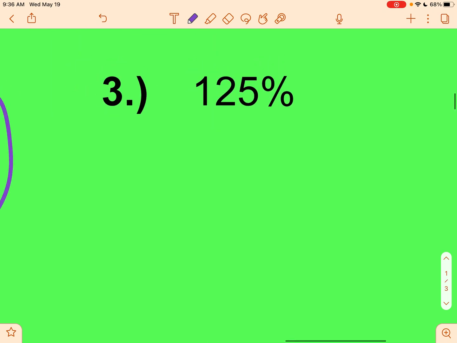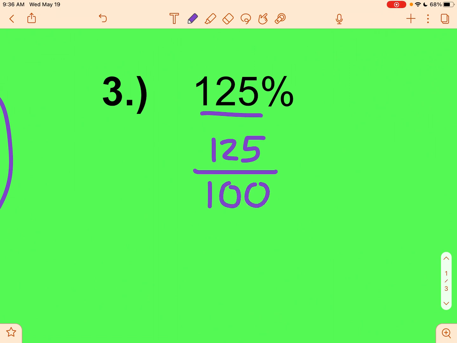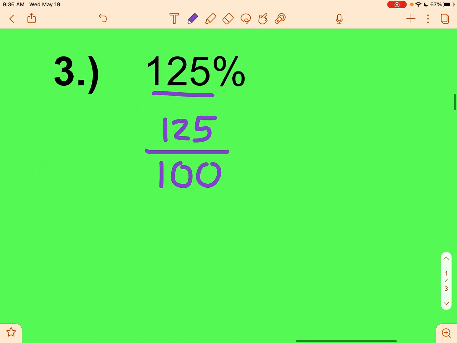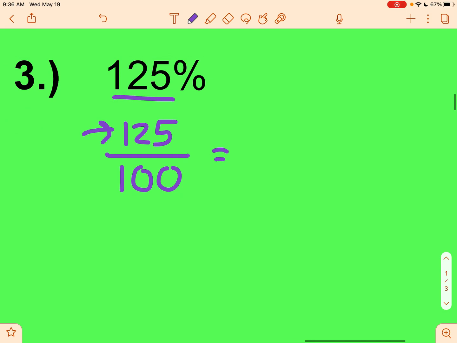Alright, and our last one. This time we have 125%. We want to write that as a fraction. So again, our 125 goes on top and 100 goes on bottom. Alright, so if we notice, this right here is a mixed number. I can pull a full 100 out of 125. So this is really like 1 and 25 over 100.